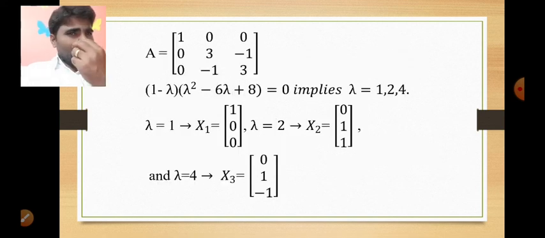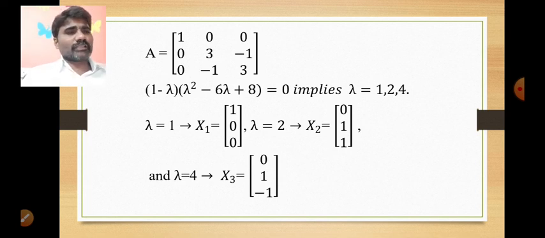And take another problem. A is equal to [1 0 0; 0 3 -1; 0 -1 3]. The characteristic equation of this one is (1 - λ)(λ² - 6λ + 8) = 0, which implies that the eigenvalues are 1, 2, 4. Here also no problem, three distinct eigenvalues. That's why automatically we will get three distinct eigenvectors.